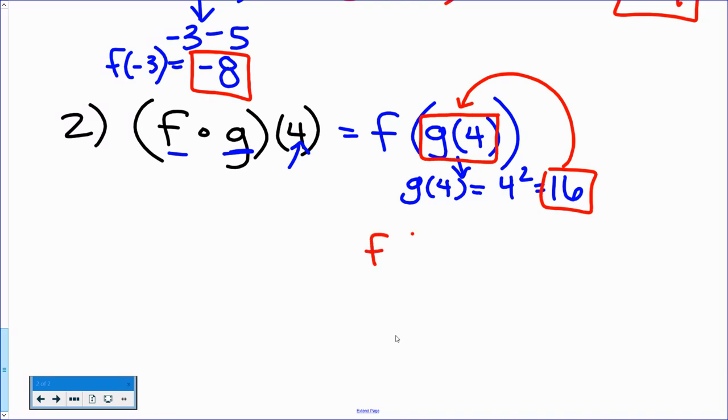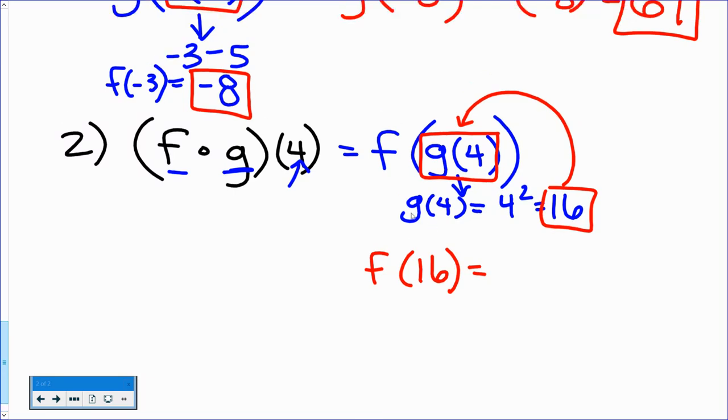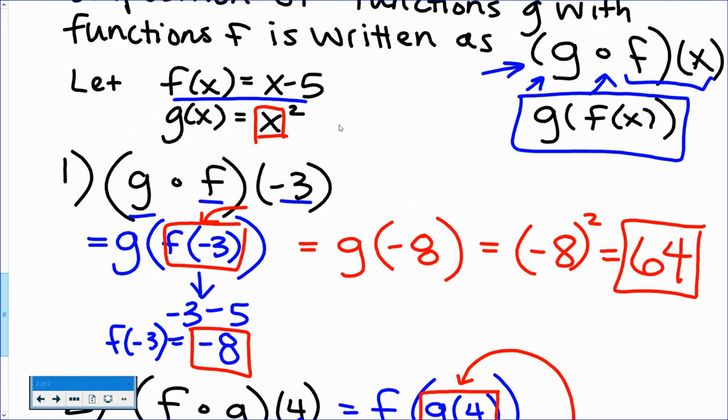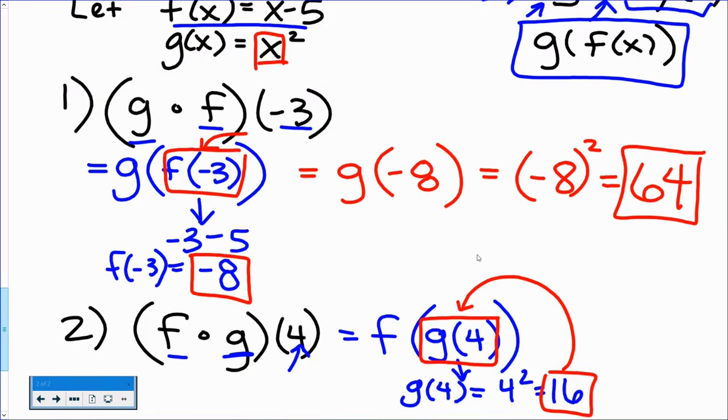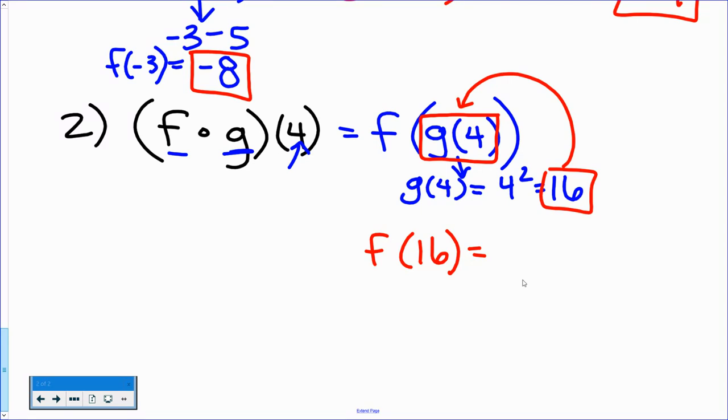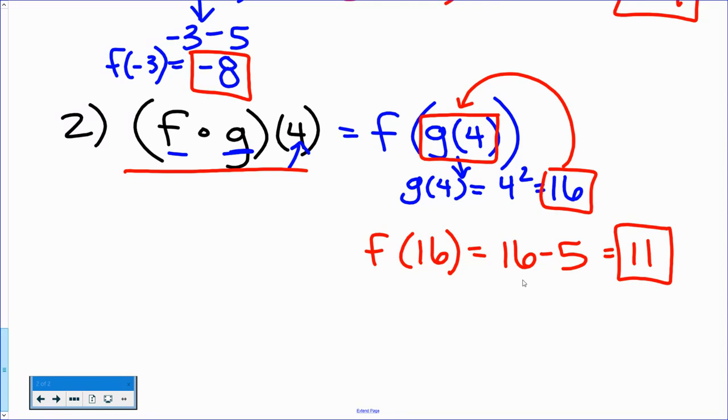Now I'm finding f of 16. So I should be plugging in 16 in place of the x in equation f. In equation f, we take whatever number I'm plugging in, and then I subtract 5. So I'm going to plug in 16 and subtract 5. I get 11 as my final answer for f of g of 4.